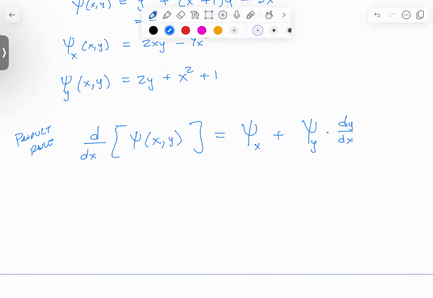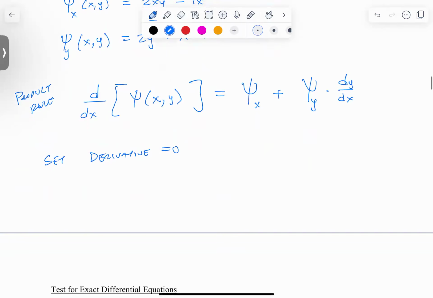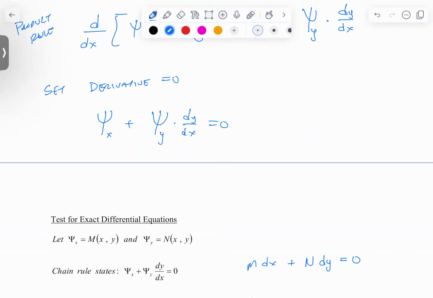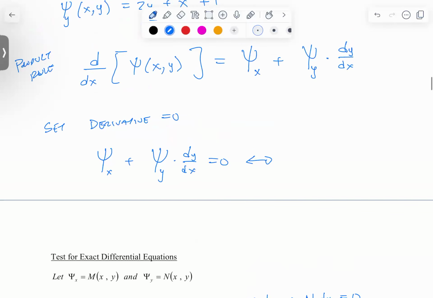And then just as a note, as usual, with a derivative, what's our favorite value to set it equal to? Oh. And since this is equivalent to basically doing the product rule, that is psi of x comma y, derivative equals 0.